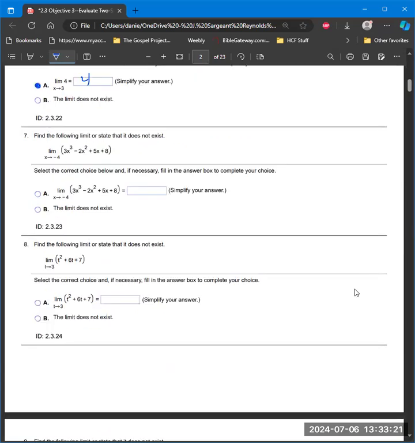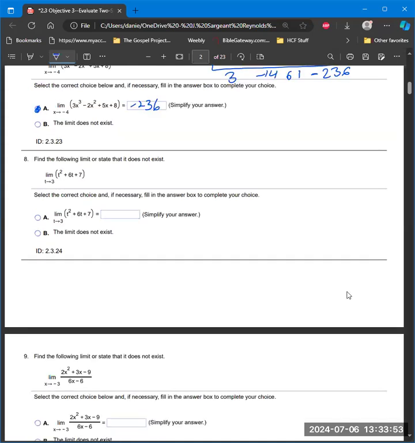I'm going to evaluate this one with synthetic division, just so I don't have to do all of the powers. 56, 61, negative 244, negative 236. That's it. 3, 1, 6, 7, 9, 27, 34.